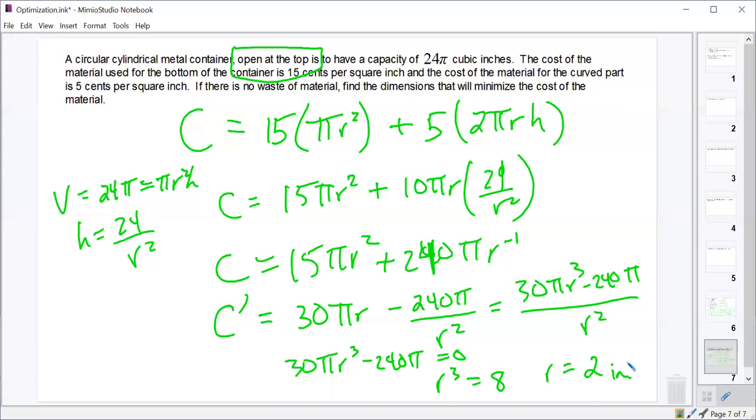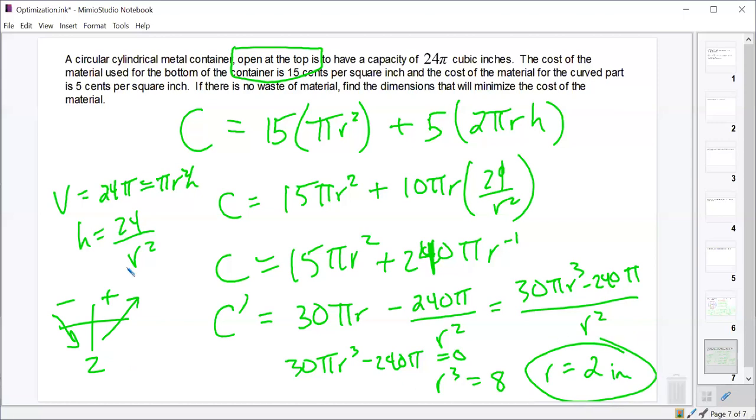All right, cool. So now we need to determine if that's a min or a max. So we'll plug in something less than 2, like 1, into your derivative. Bottom is going to be positive. 30 pi minus 240 pi is a negative, so that's going down. And something greater than 2, like 3. Denominator is still positive. The numerator now, though, is 27 times 30, which is more than 240. So positive and going up. So we've got a minimum cost when the radius is 2 inches.